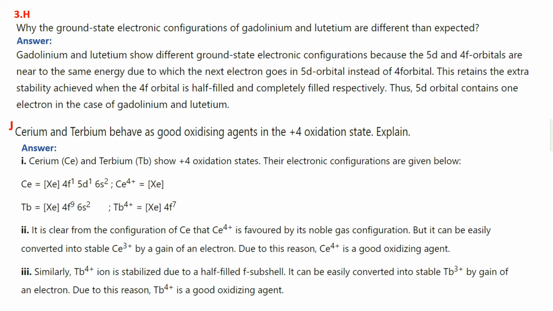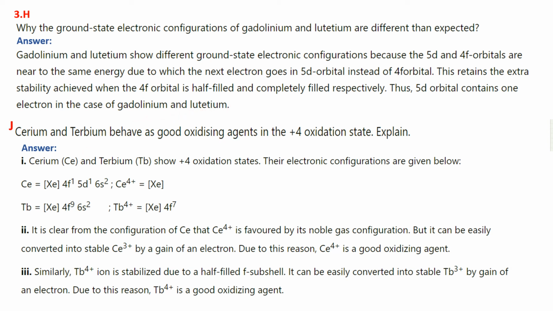Question H. Why are the ground state electronic configurations of gadolinium and lutetium different than expected? Answer. Gadolinium and lutetium show different ground state electronic configurations because the 5d and 4f orbitals are near to the same energy, due to which the next electron goes in 5d orbital instead of 4f orbital. This retains the extra stability achieved when the 4f orbital is half filled and completely filled respectively. Thus, 5d orbital contains one electron in the case of gadolinium and lutetium.